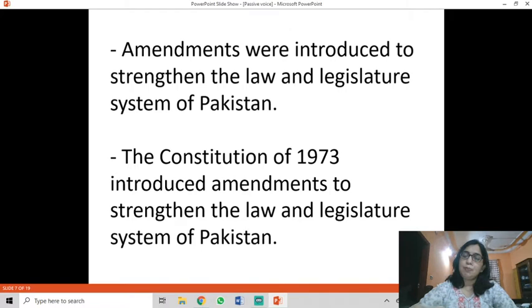But in the passive voice, you can easily skip the important information. The Constitution of 1973 is not there. So in order to just make it passive voice, you are going to drop an important piece of information just because you want to say the same information in passive voice. So please remember that while changing active voice into passive voice, you have to sacrifice in some way or the other, and you may lose some information.